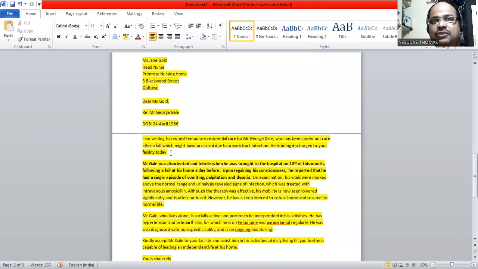Now we have the very interesting part of the letter. That's the purpose paragraph. Let's highlight it in blue. Yeah. Now we can read it. I'm writing to request temporary residential care for Mr. George GALE. So Mr. George GALE requires some temporary residential care. So he's moving back to his home once he's becoming all right. He needs temporary arrangements for his settlement.